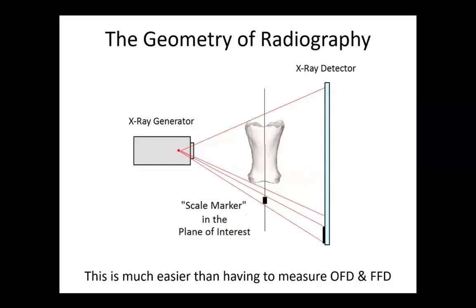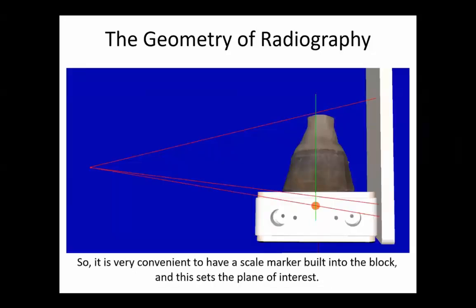And so this is a nice way to do things, and it's much easier than having to measure those two distances with a ruler and write them down. You just put a scale marker in the plane of interest when you take the X-ray. And so it's very convenient to put that scale marker in the block, because we've already said we basically absolutely must stand the hoof on a block to take a good radiograph. So why not build that scale marker into the block?